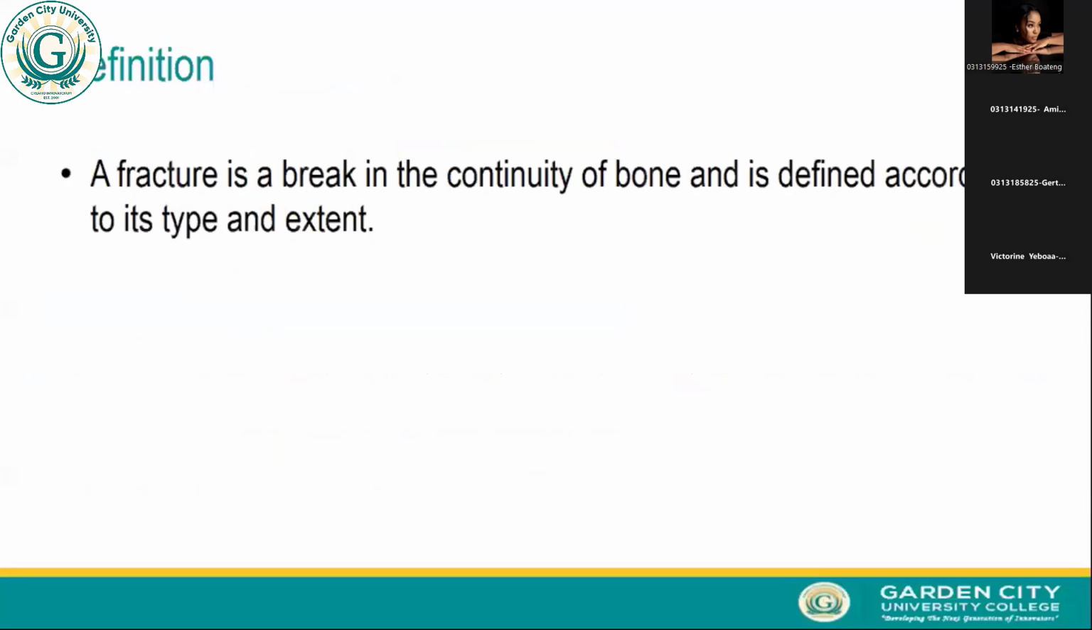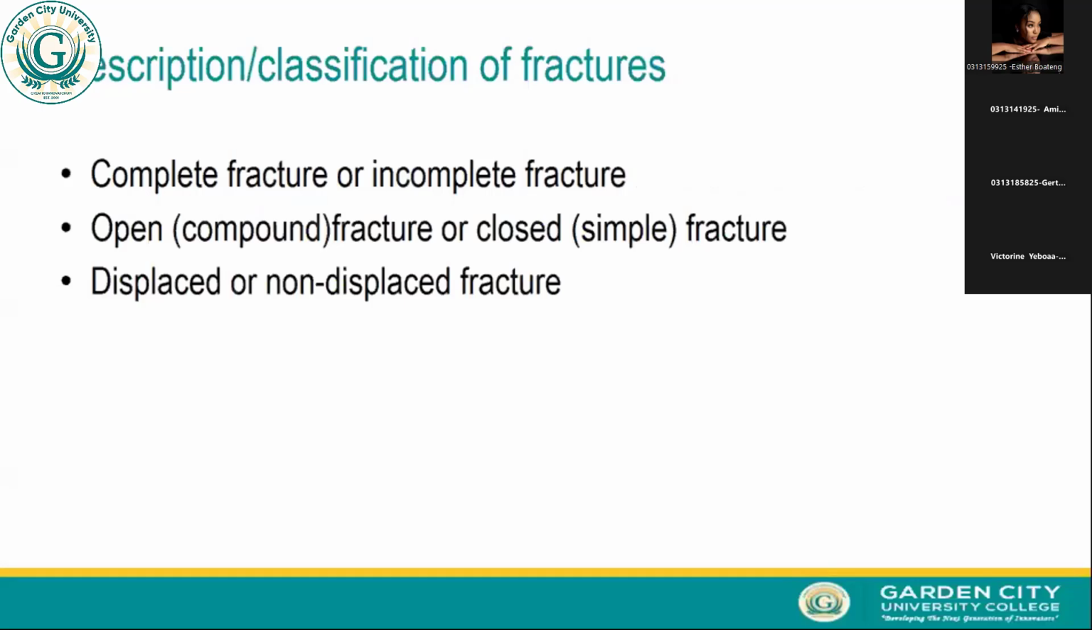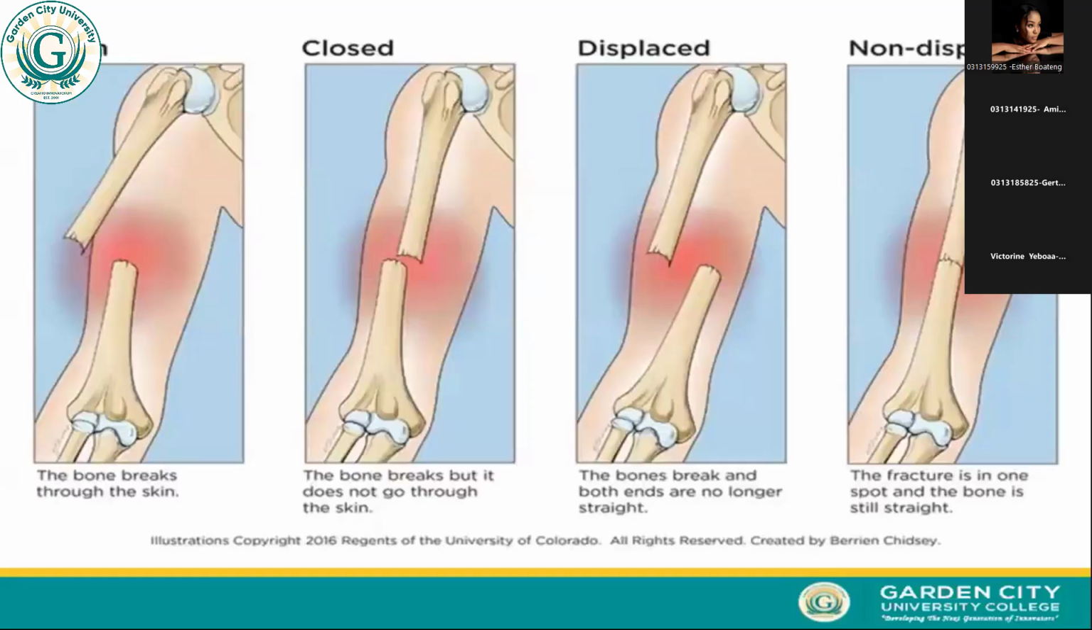It is a definition of fractures. We have it here as a break in the continuity of a bone, and it's defined according to the type and extent, just like wounds, right? Wounds are a break in the continuity of skin, even though the current definition for wounds has also been a bit elaborated. So if there's a break in the bone, it's defined according to the type and extent. And so we have types, we have classes of fractures or descriptions. We have the complete, incomplete, we have the open, closed, we have the displaced and non-displaced. And so we have it over here.